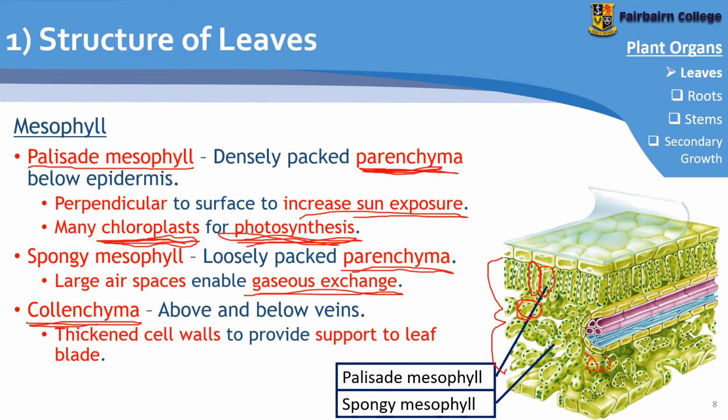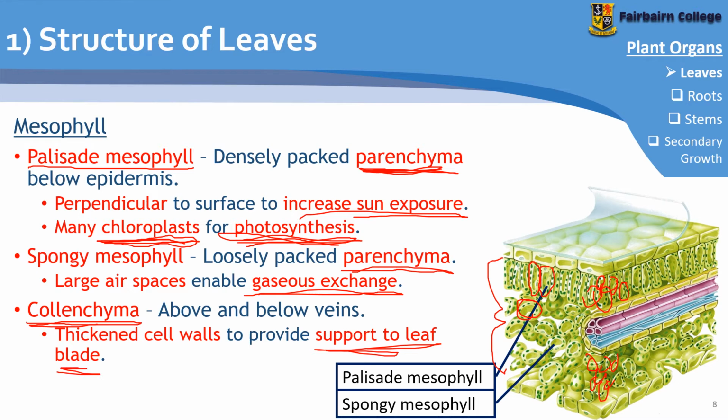Okay, so you might find some collenchyma over here, and you might find some collenchyma over here. In this case it is not illustrated here, but in some illustrations you will see it. The one that you're going to have to label does have some collenchyma. And the function of the collenchyma is to provide support to the leaf blade.